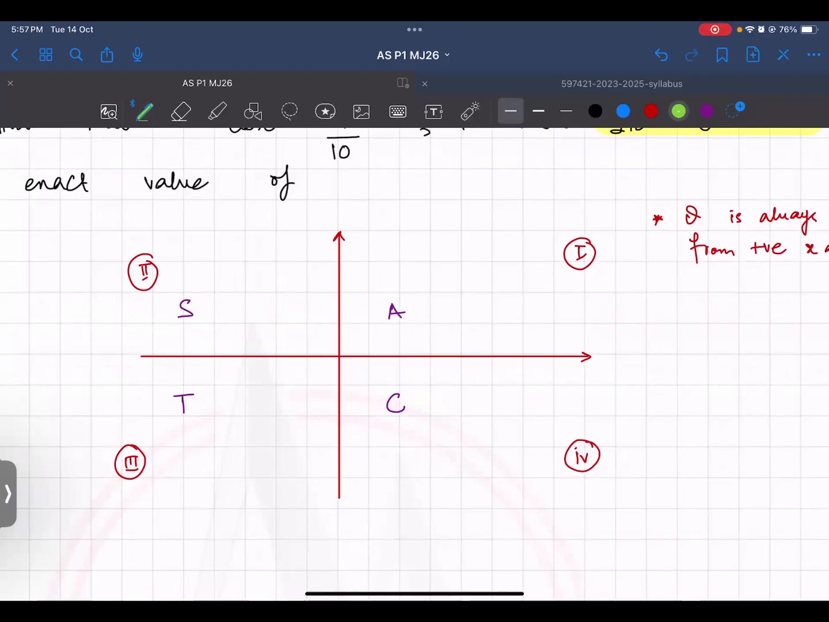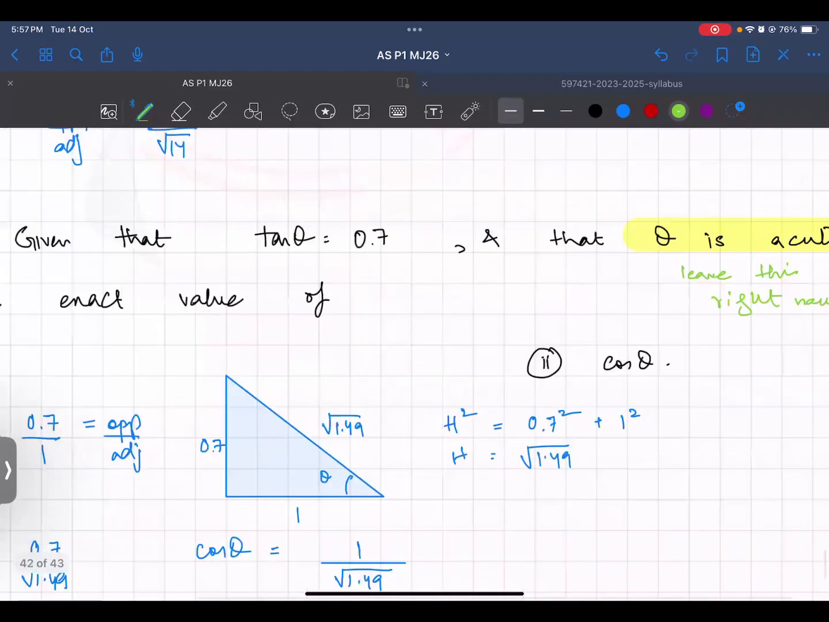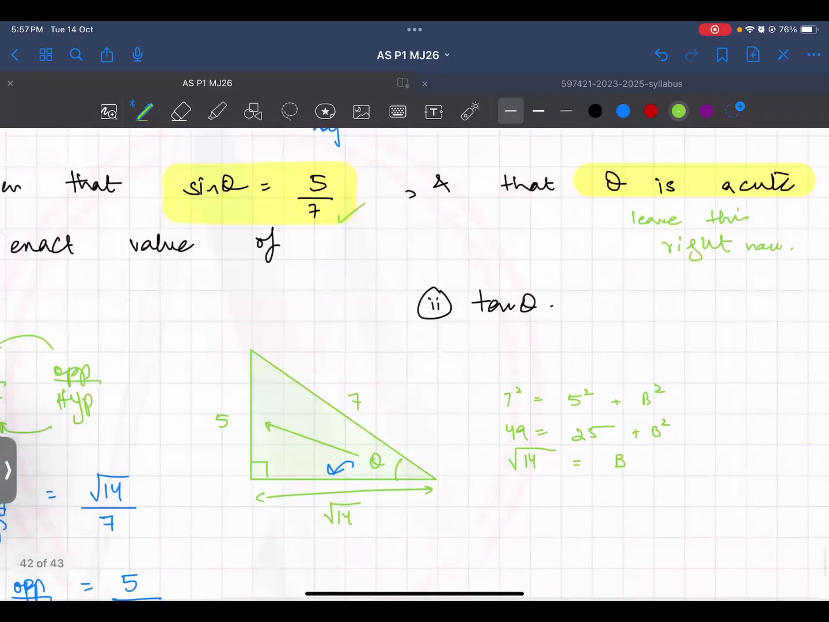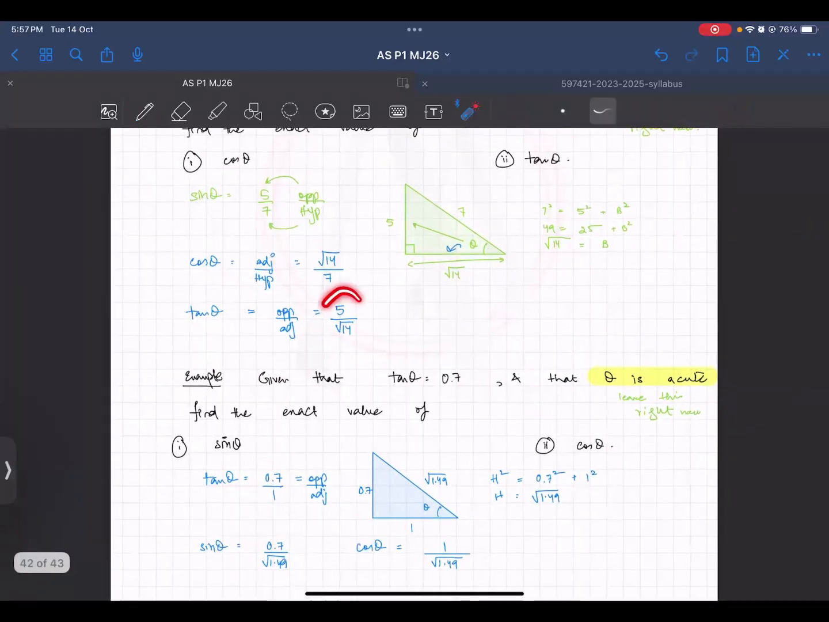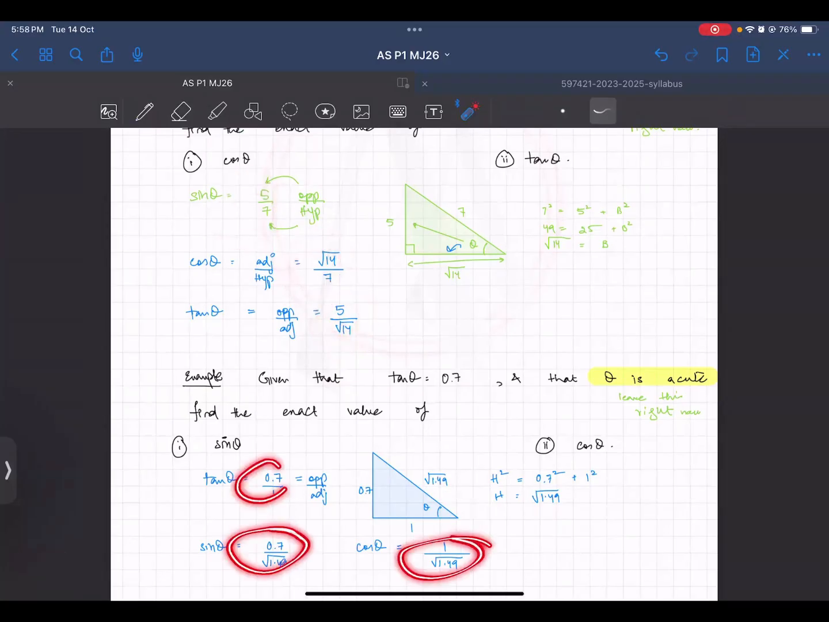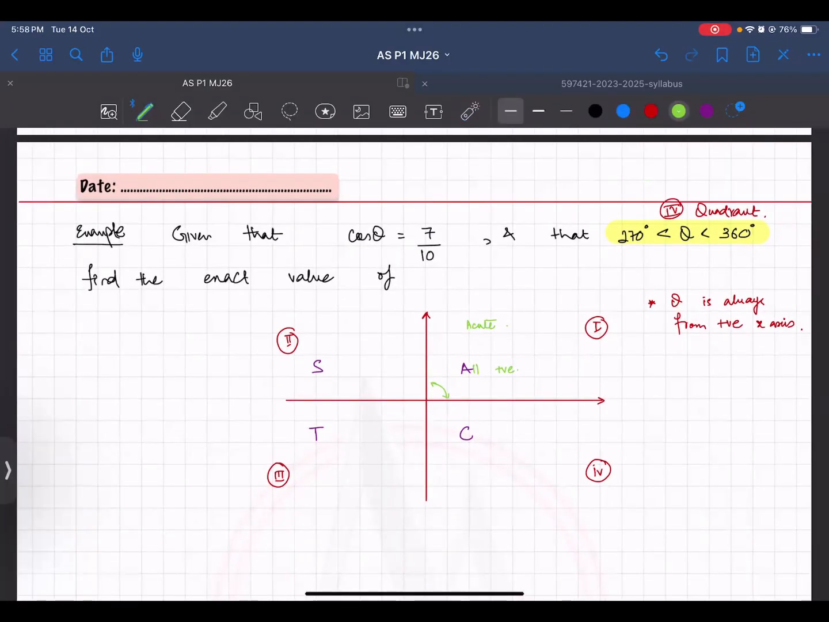So in the first quadrant, if there's any angle theta which is in the first quadrant, all values would be positive. All positive, which means sine of an acute angle. We know this angle is between 0 and 90, which means acute. So if your theta is acute, then all of them would have a positive answer. Look, tan also had a positive answer, cos also had a positive answer, sine also had a positive answer. Over here as well, all positive. So if your theta is acute, if it is in the first quadrant, all positive.